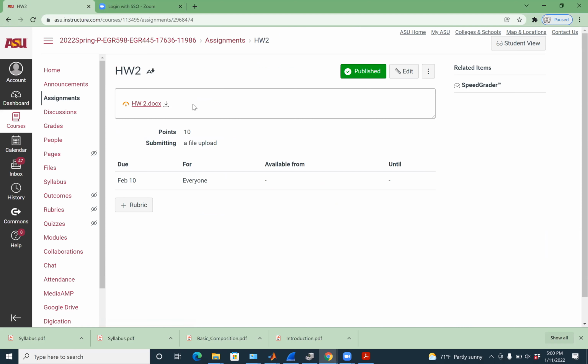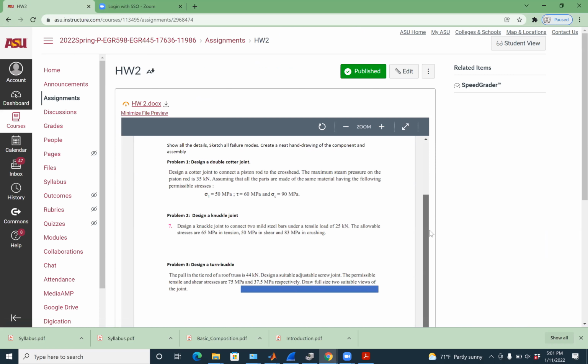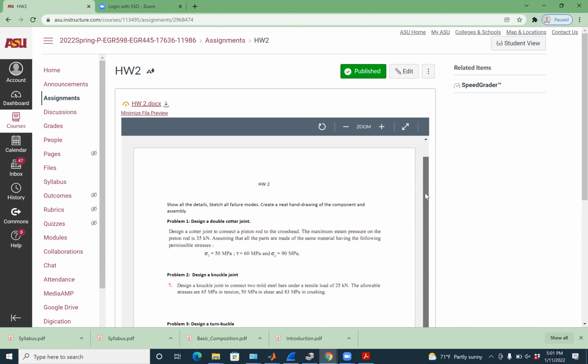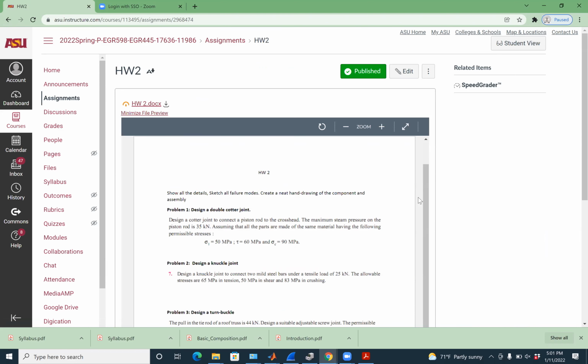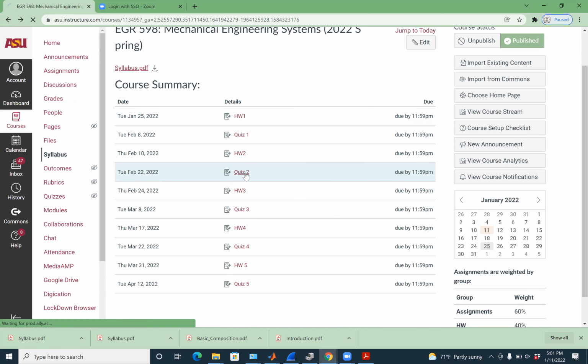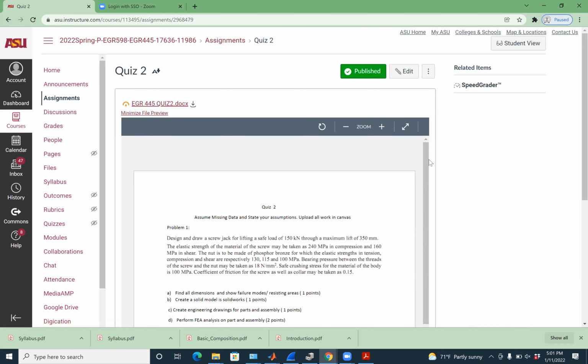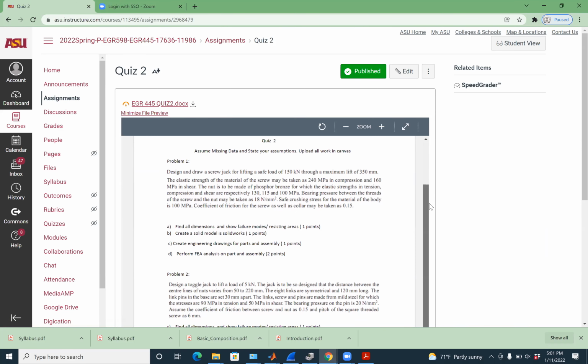Okay, homework 2, same stuff. And to be honest with you, if you watch the video lectures, I have actually worked out some of these problems in the video lectures. So you would see, again, same thing here. It's a design of double quarter joint, then design of knuckle joint. Homeworks, as I told you, are not intense. They are simple. The quizzes, unfortunately, are going to take a significant amount of time. But the sooner you start, the better it is.